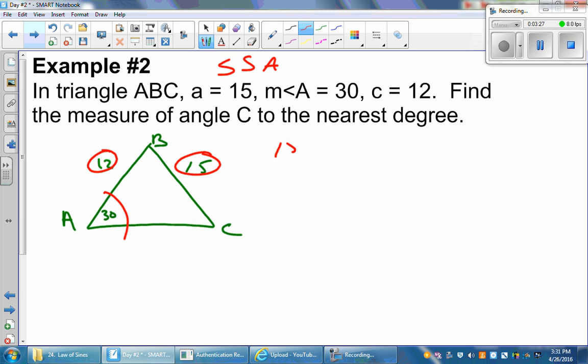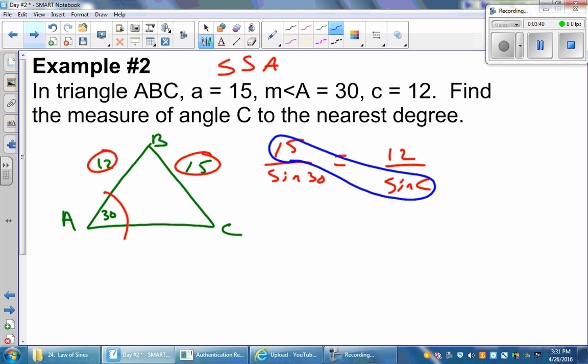I'm going to set up my proportion. 15 over the sine of 30 is equal to 12 over the sine of c. Once I have my proportion set up, I'm going to cross multiply. I'm going to take 15 and multiply it by the sine of c, so 15 sine of c, and I'm going to take the sine of 30 and multiply it by 12. Sine of 30 again is a half, and a half of 12 is 6.